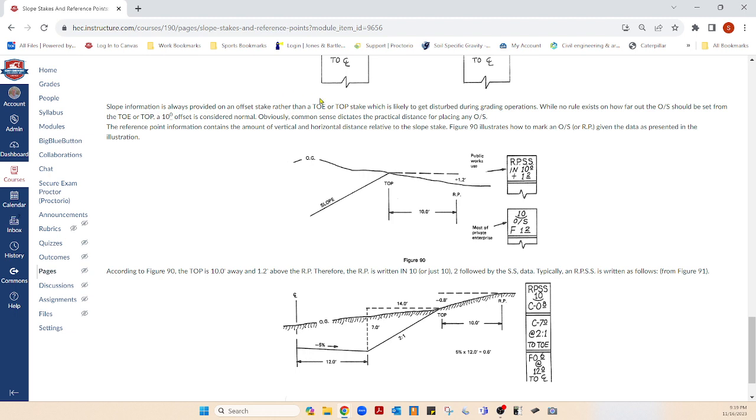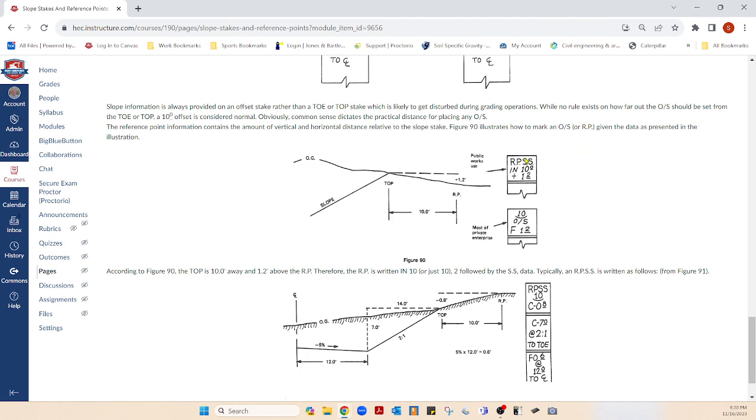Slope information is always provided on the offset stake rather than the toe stake. So all the information on the reference point stake is changed over to the toe stake, so the offset stake won't get disturbed. While no rule exists on how far out, the offset should be set from the reference point. Information contains the amount of vertical and horizontal distance relative to the slope stake. Figure 90 illustrates how to mark an offset or reference point given the data as presented in the illustration.